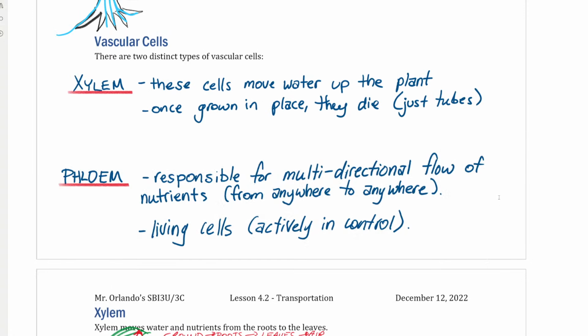The second system in plants are vascular cells called phloem. And these are different because they're active cells. They're living, and they are actively in control of the movement of materials. And that means that flow can be multidirectional.